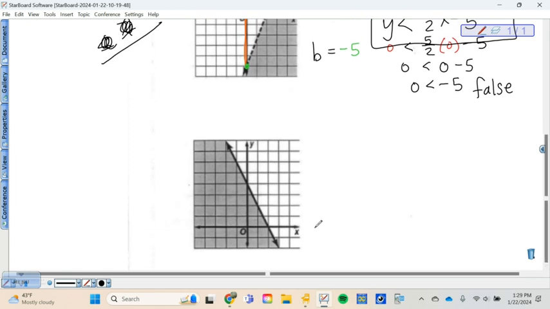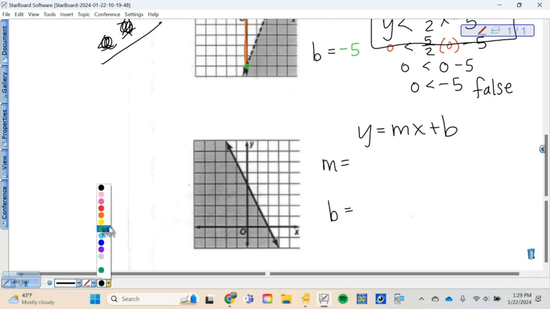Let's try another one. Y equals mx plus b. What's my b? Where's the y-intercept? Plus 4. Then I can use this point. And then I'm going to use my slope. What's the rise for my slope?